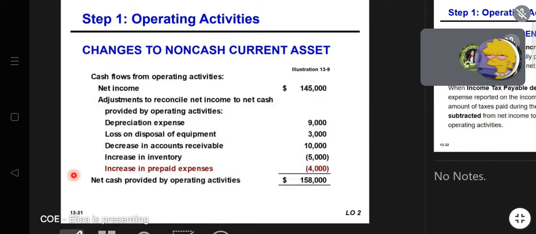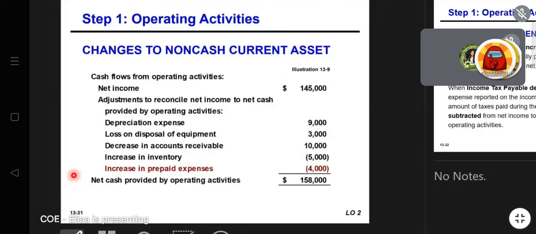When there is an increase in prepaid expenses, it could be 1,000 in 2016. By 2017, it became 5. So, there was an increase of 4. It could be that she bought additional insurance. So the increase in prepaid expenses is a use of cash, so it is negative. So the net cash provided by operating activities is 158,000.